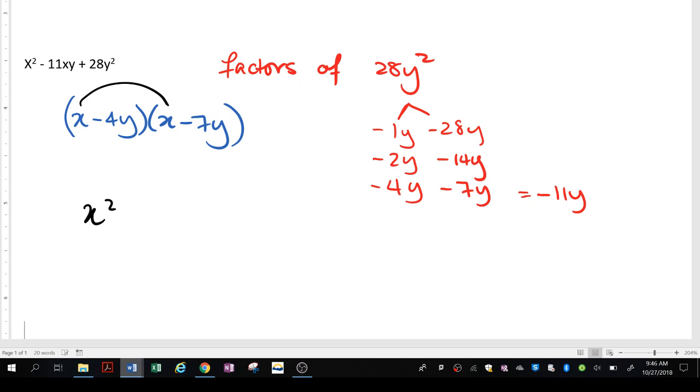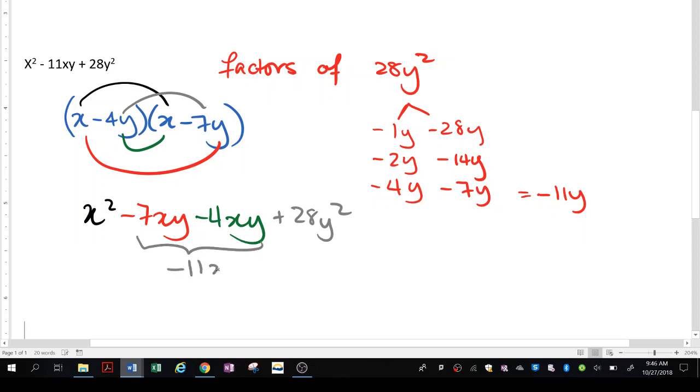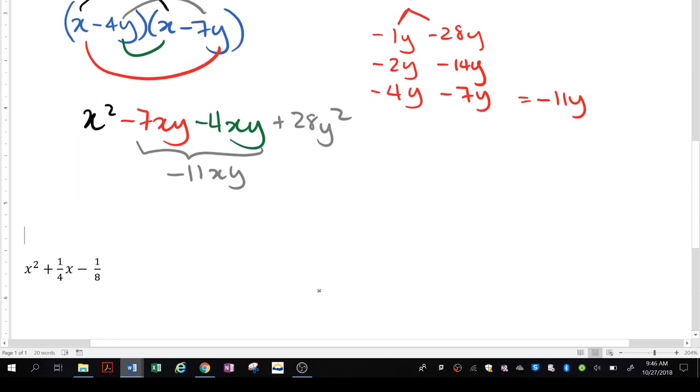There's our x squared term, minus 7xy, minus 4xy, and plus 28y squared. And if we combine our two like terms, this gives us negative 11xy. Okay, let's look at one more example here, and this is an example where we have a fraction.